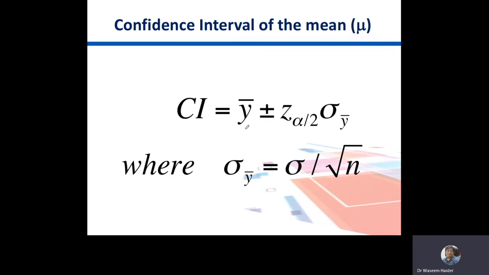So the formal definition: confidence interval is equal to y bar plus minus z alpha by 2 into sigma y bar, which is the standard error. This part of the equation, this addition and subtraction which we are doing, is called the margin of error. Alpha is 0.05, so that is our probability of error. So how confident are we? 95% confident. So in this case, it becomes a 95% confidence interval if alpha is 0.05.